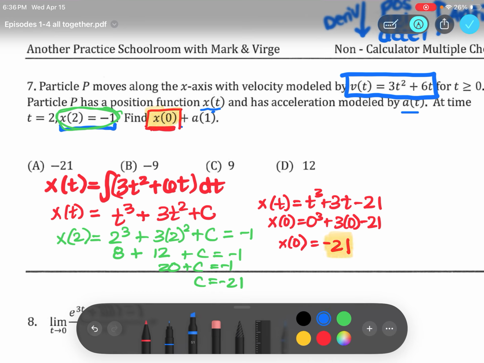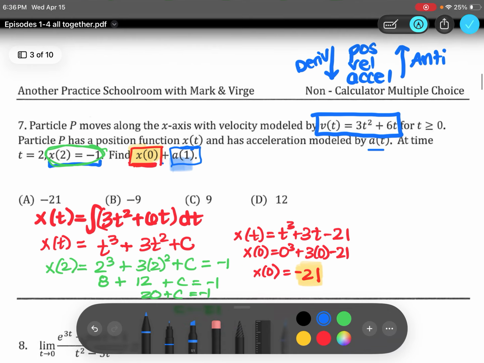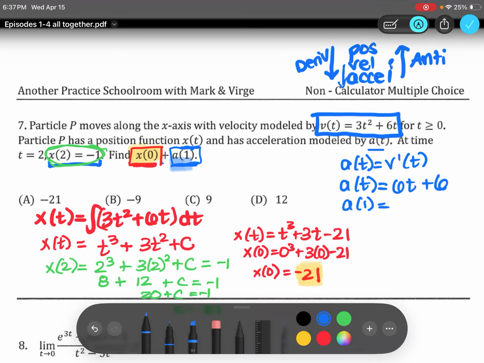Now we need to find a of 1. So we've got to ask, okay, how can we find a of 1? Well, we have the velocity, and to get from the velocity to the acceleration, we're going to take the derivative. So I'm going to say, okay, what is the acceleration? The acceleration is the derivative of the velocity. Let's find it. The derivative is going to be 6t plus 6. I need to find a of 1. So a of 1 gives me 12.